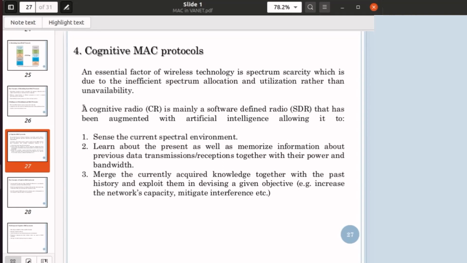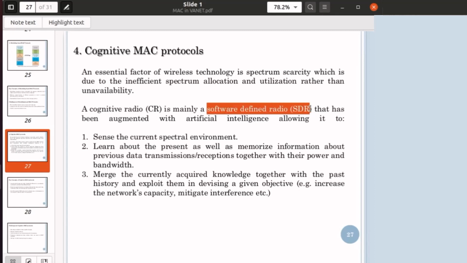So what is a cognitive radio? Cognitive radio uses a software defined radio. What is a software defined radio? We can change the parameters of the transceiver with software only. For example, on which channel it should tune, or on which channel it should transmit or receive, we can do it using software. That is what software defined radio is.